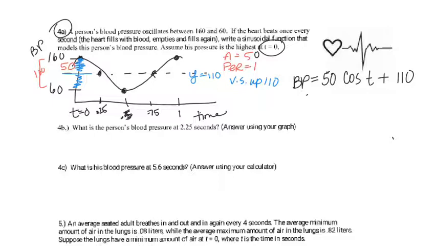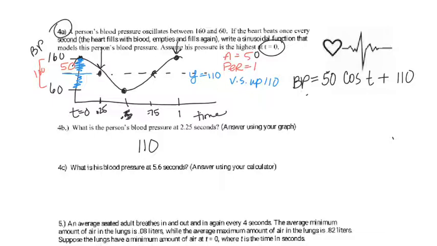So it says, what is the blood pressure at 2.25 seconds? I kind of ran out of room to extend mine, but if you wanted to extend your graph, you could. I'm just going to know that after 2 seconds, I'm going to be back here at the top, and so then 2.25 would be here right at my midline. The blood pressure at 2.25 seconds would be 110.